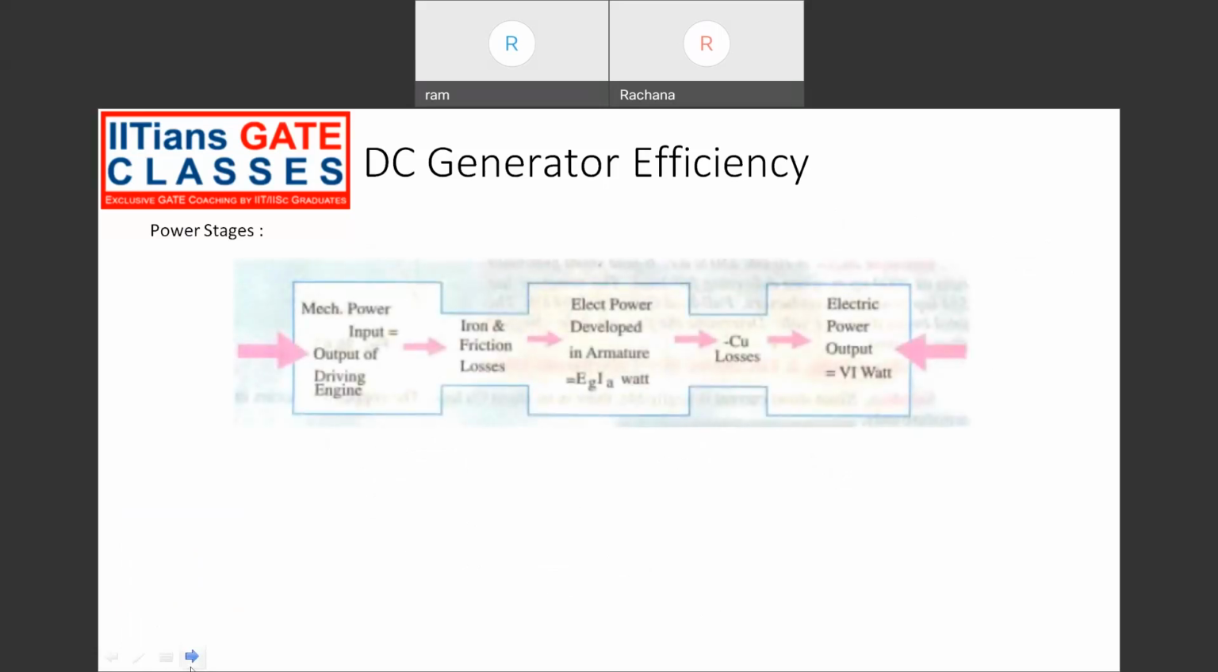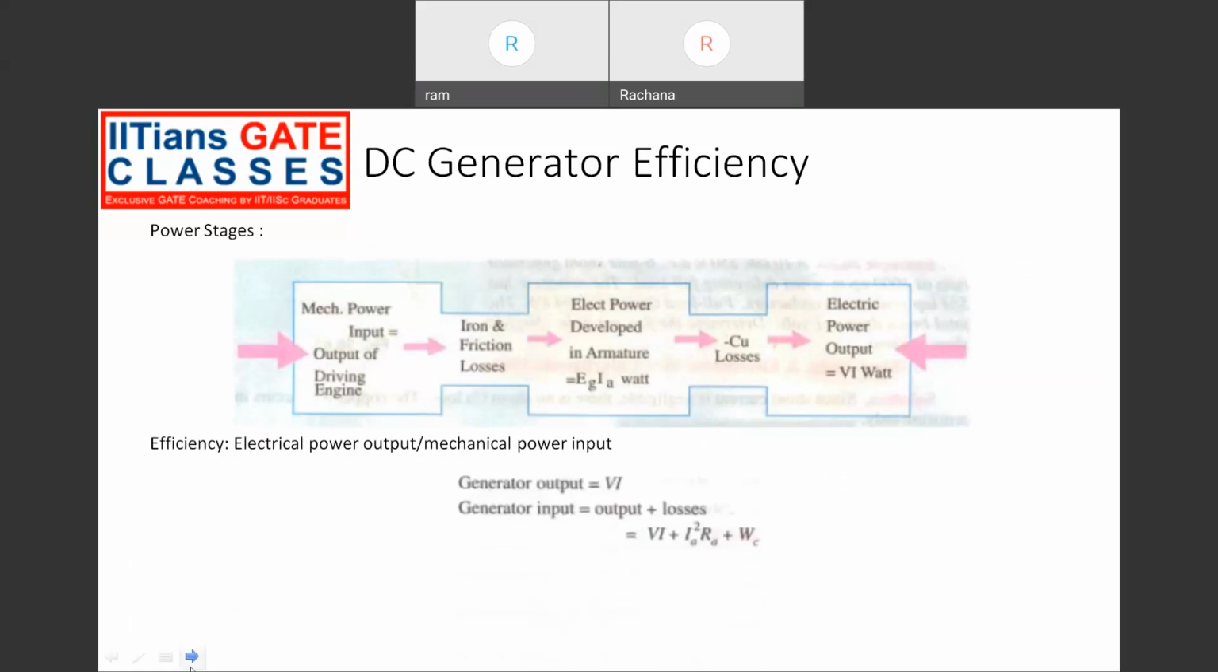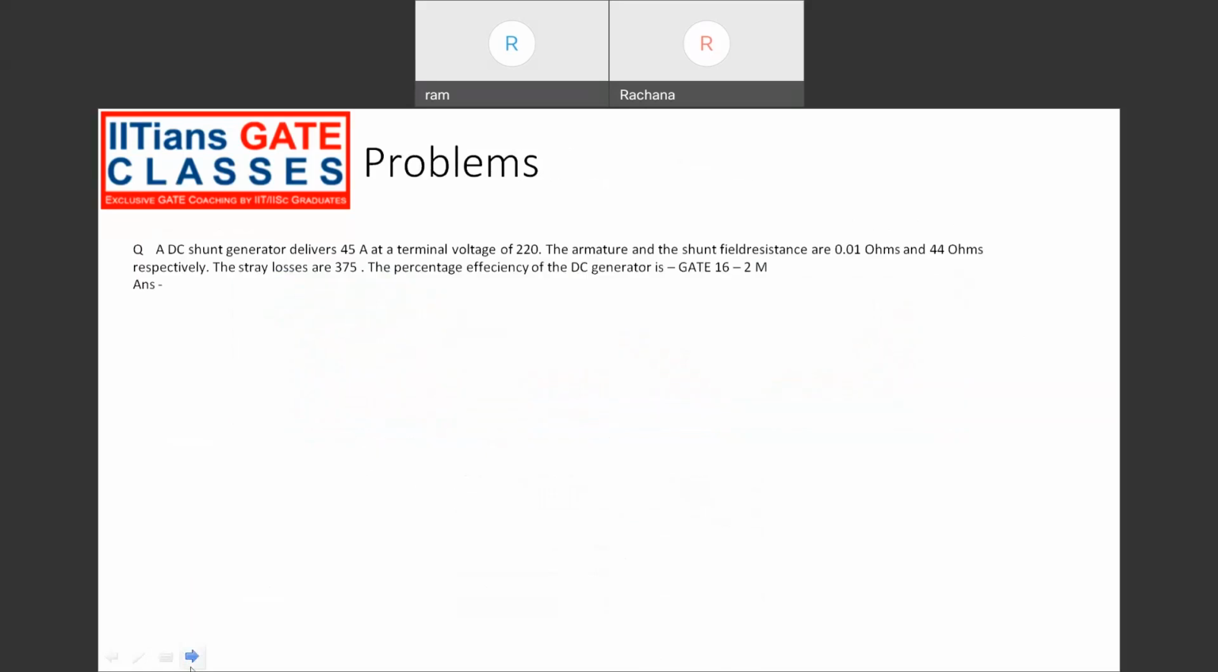So this is what we have discussed, and here we have a better picture. If we subtract the iron and frictional losses from the mechanical input, which are nothing but the constant losses, we will be getting the electrical power developed in the armature. And then if we subtract the copper losses, we will be getting the output power. The generator efficiency is maximum when variable losses are equal to constant losses.